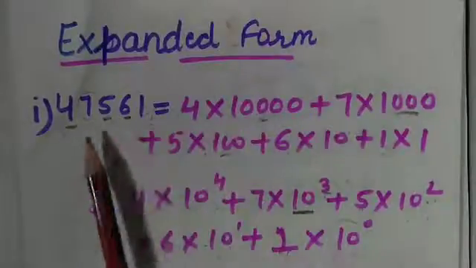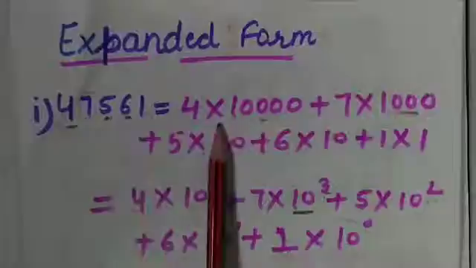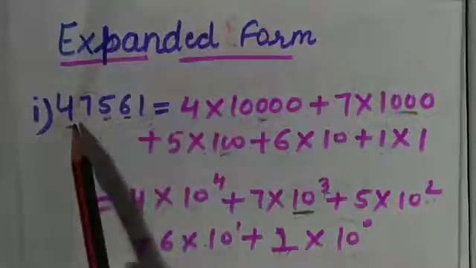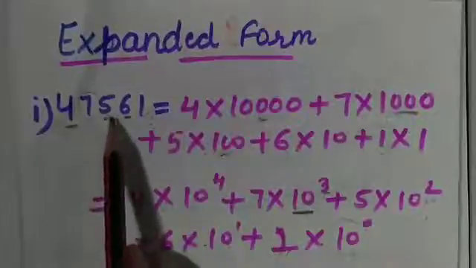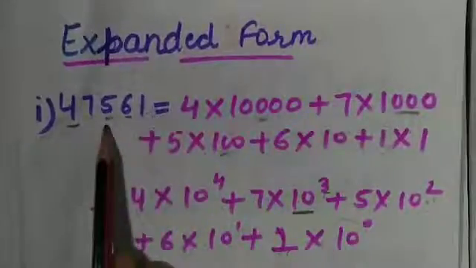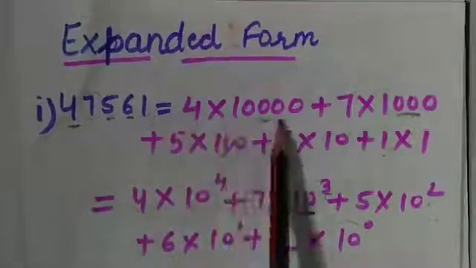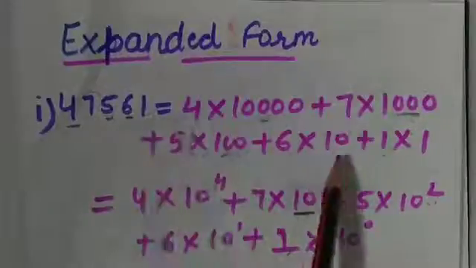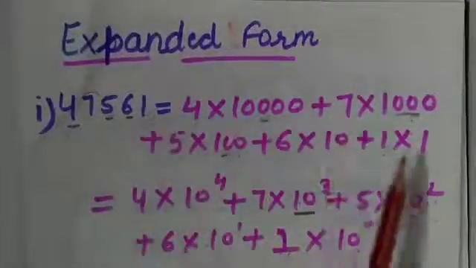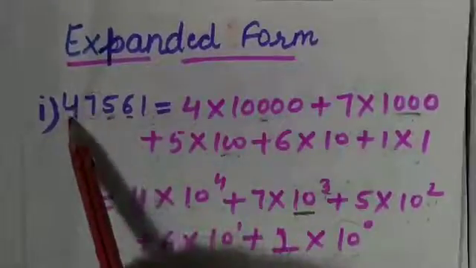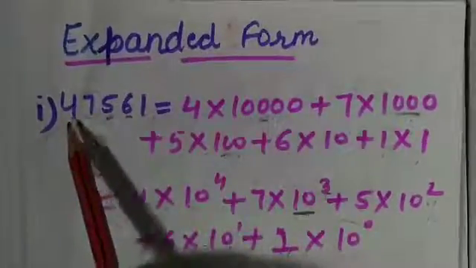Expanded form: how to write a number in expanded form, this you know well. So let us discuss it. This is a number, 47,561. So how will you write this number in expanded form? That is equal to 4 into 10,000 plus 7 into 1000 plus 5 into 100 plus 6 into 10 plus 1 into 1. I have multiplied each digit with its place.